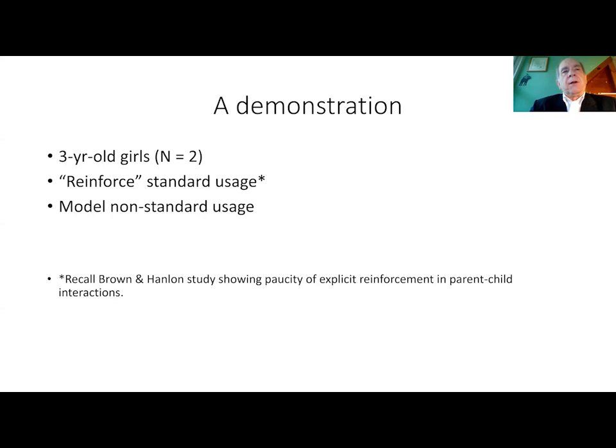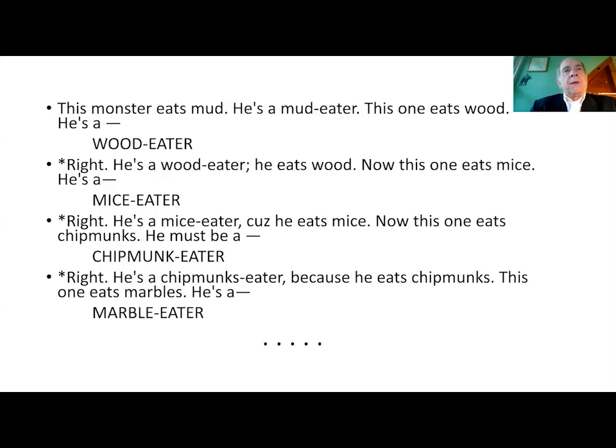Well, in any case, I reinforced dropping the S, but I modeled retaining the S. And this is what I got. This monster eats mud. He's a mud eater. This one eats wood. What's he? He's a wood eater, says Lindsay. Right, he's a wood eater. He eats wood. Now, wood doesn't have a plural, so it's a good place to start because you get the child thinking that you just add eater to the word to make the compound.